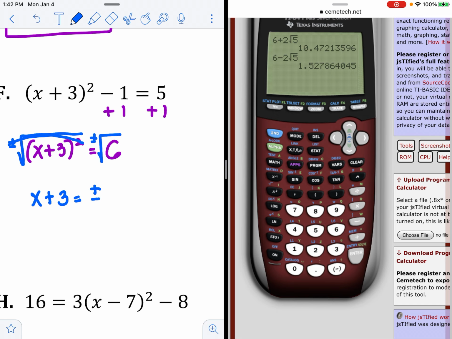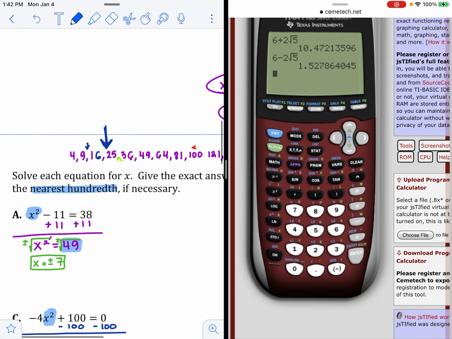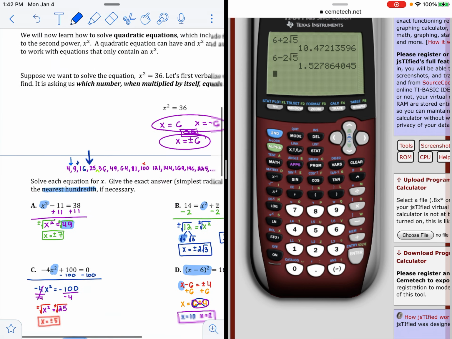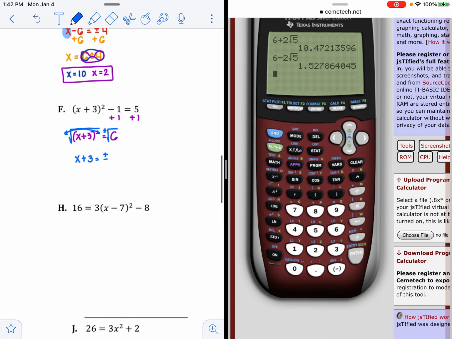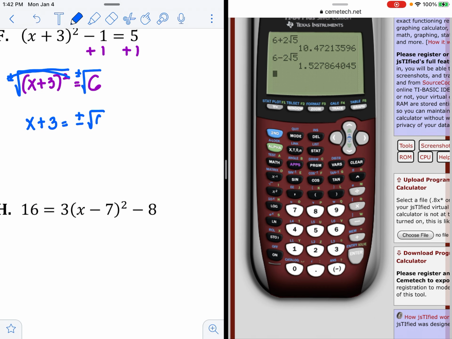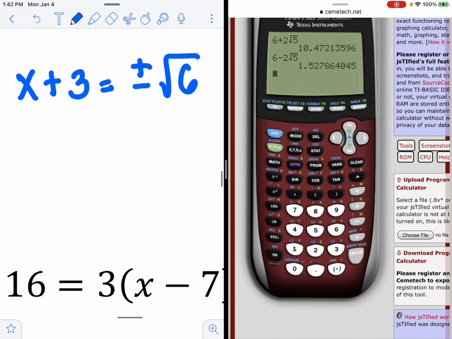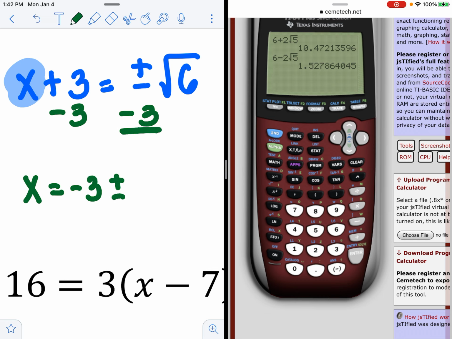Do I know the square root of 6? No. So I'm going to come back up to my list and say 6 falls right here. I have to check to see if 4 goes into 6, and it doesn't. So the square root of 6 is not simplifiable. It just stays as square root of 6. I still have to get x by itself, so I have to subtract 3 from both sides. So minus 3, minus 3. So I have x equals, remember I write this first, negative 3 plus or minus root 6.